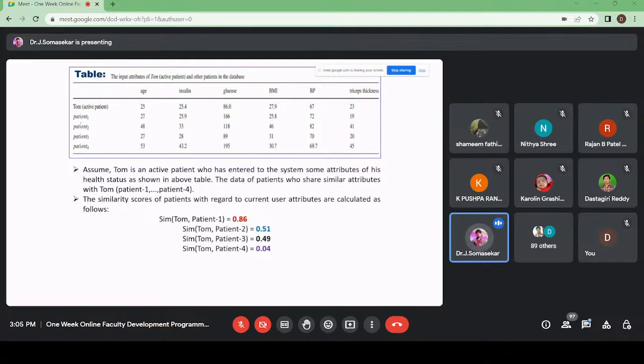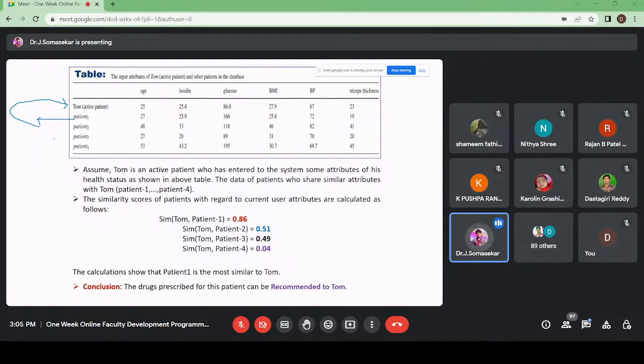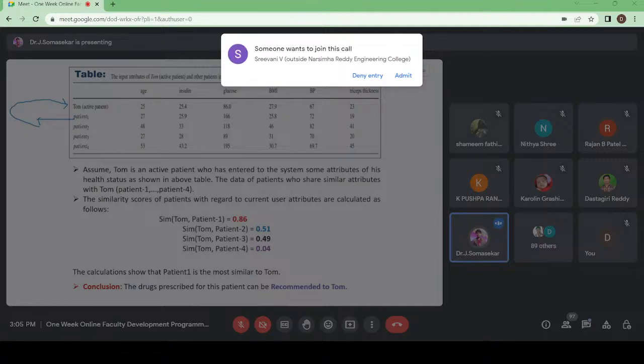Now what is the conclusion? Whatever prescription patient 1 has, the same thing will be recommended to Tom. That is the final conclusion. You can see the calculation shows that patient 1 is the most similar to Tom. Hence, the drugs prescribed for this patient can be recommended to Tom. Whatever drugs were prescribed for patient 1 are already available in the dataset, that is the past or historical data. So whatever prescription is available for patient 1, the same thing we can recommend to Tom also.